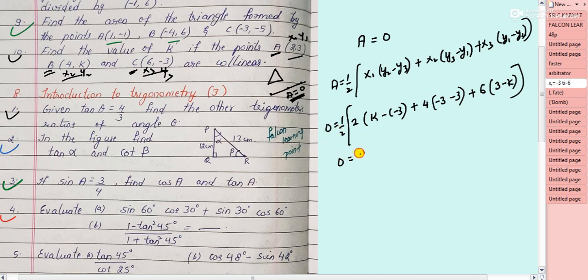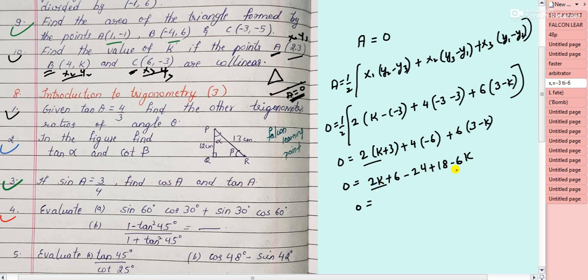Now just solve this. 2 into, this is k plus 3, plus 4 into minus 6, plus 6 into 3 minus k. Again 0 is equal to, now multiply: 2k plus 3 2 is 6, minus 6 4 is 24, plus 6 3 is 18 minus 6k. So 0 is equal to 2k minus 6k. Correct? You have minus 4k, and on adding this, 18 plus 6 is 24, right? And 24 minus 24 is 0.